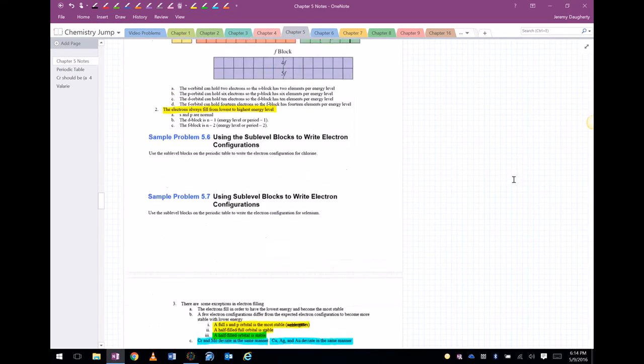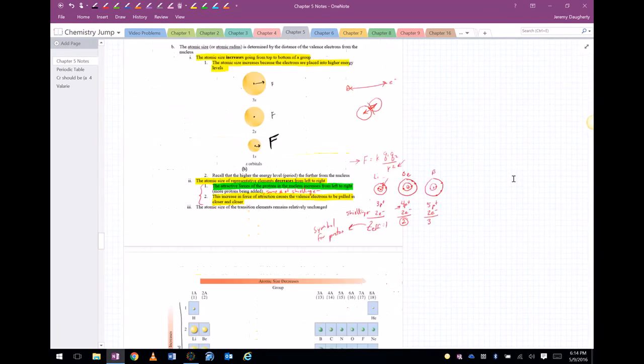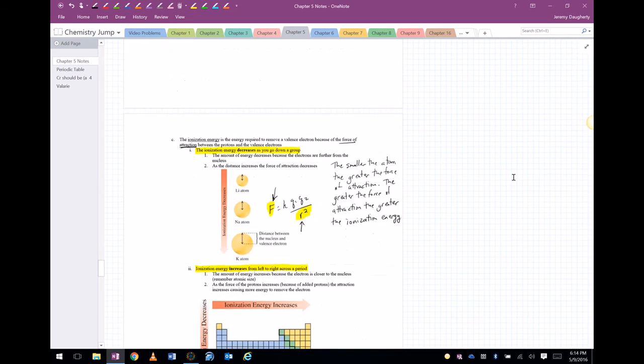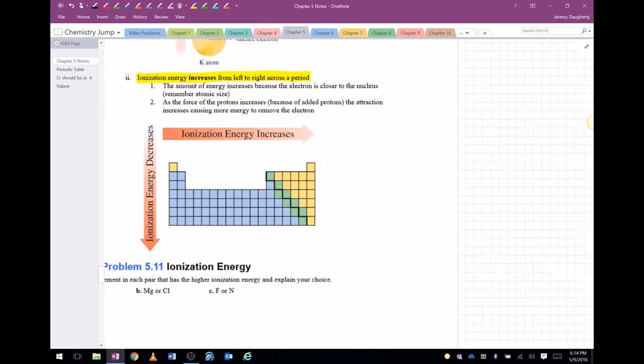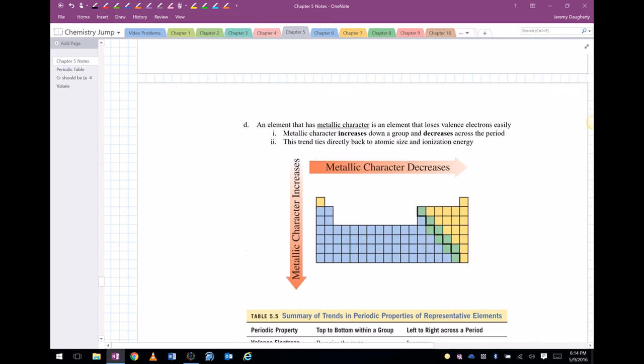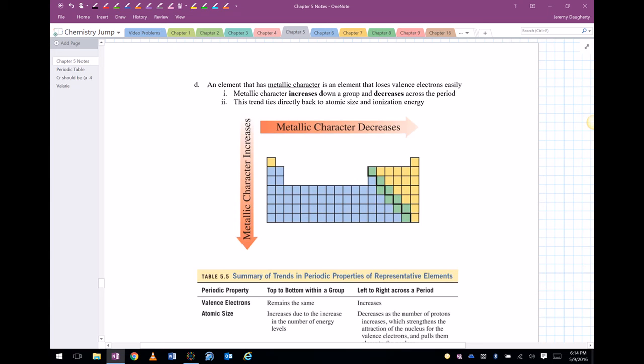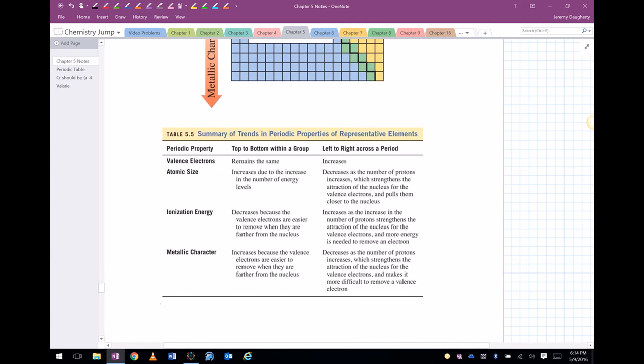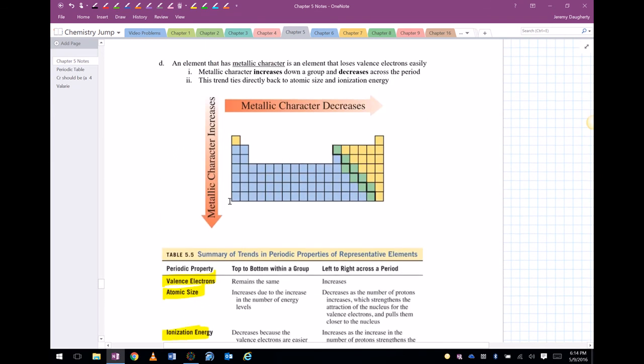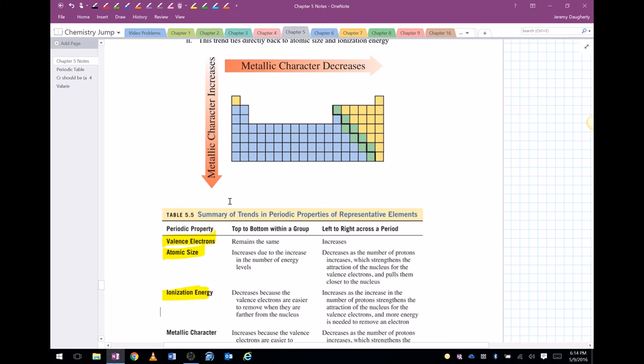Metallic character. Okay. Big one to remember, these two. Valence electrons, very important, but again, it's just 1 through 8. Atomic size and ionization energy, critical, especially in all of AP and then all of your upper sciences as well. So very important. See ya.